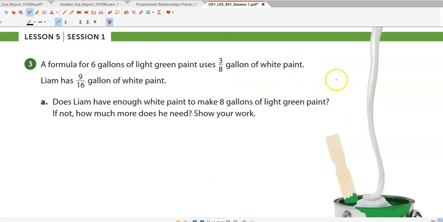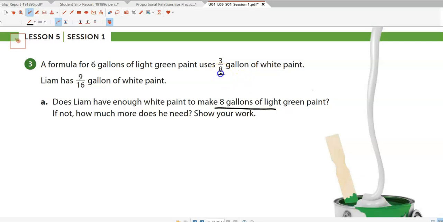Okay, so we have another problem here. A formula for 6 gallons of light green paint uses 3/8 gallons of white paint. Liam has 9/16 gallons of white paint. So our question here is, does Liam have enough white paint to make 8 gallons of light green paint? If not, how much more does he need? Show your answer. So, all right, so again, we need to identify. So here we have 8 gallons of light green. We need to know if we have enough white paint to make that.